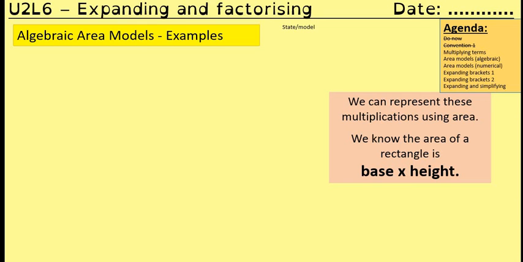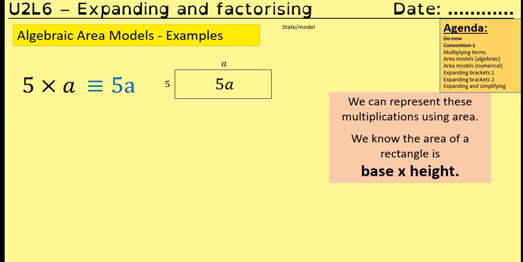And we know that the area of a rectangle is found by doing the base of the rectangle multiplied by the height of the rectangle, base times height. It's a really simple and easy formula. So if I take my first example, 5 times a, I can construct an area model looking like this. So it's just a rectangle where I've labelled the base as a and the height as 5, and then my actual area would be 5a. So this is just another way I can represent this algebraic equation.